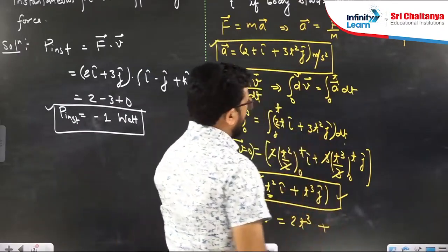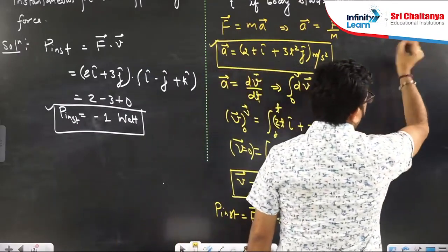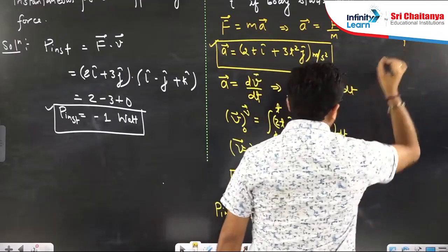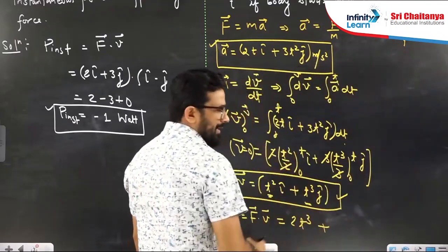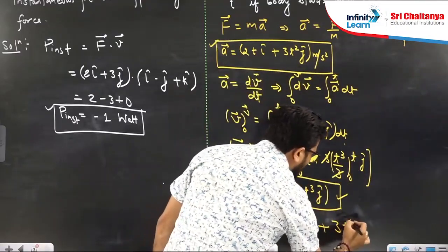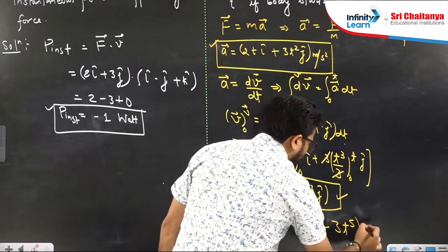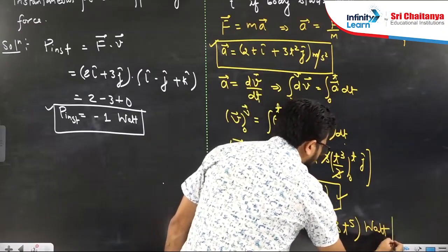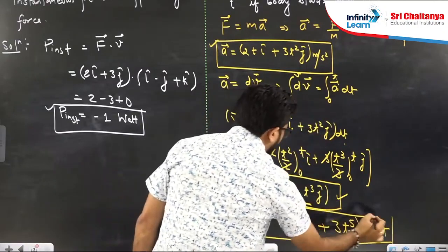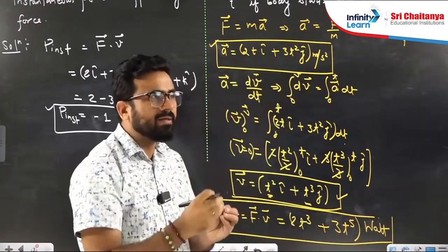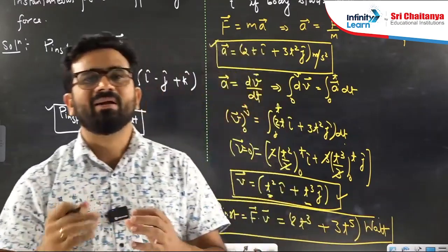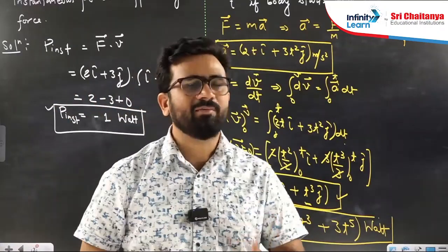Plus, what is the j? This is the 3t square, 3t square and t cube. When you multiply 3 into t to the power 5, that is the answer. It's the instantaneous power. That means when you put different t values, you will get different powers at different instants of time.